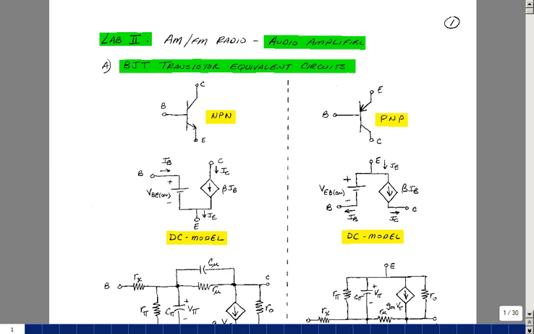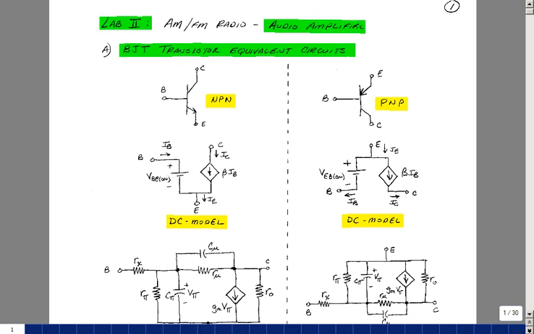For us to do that, we need to go back and review some ideas from ECE 302, primarily the bipolar junction transistor. Recall there's 2 types of BJTs, an NPN and a PNP.